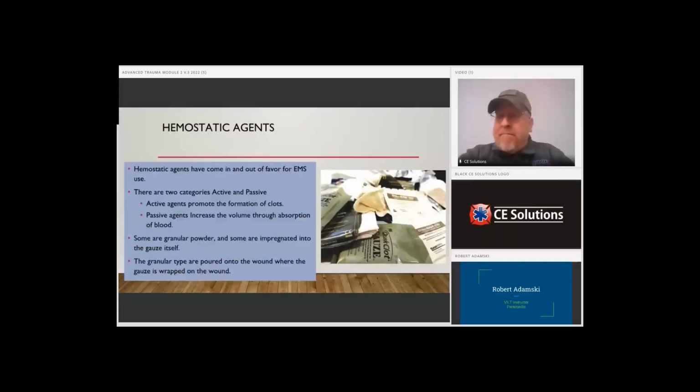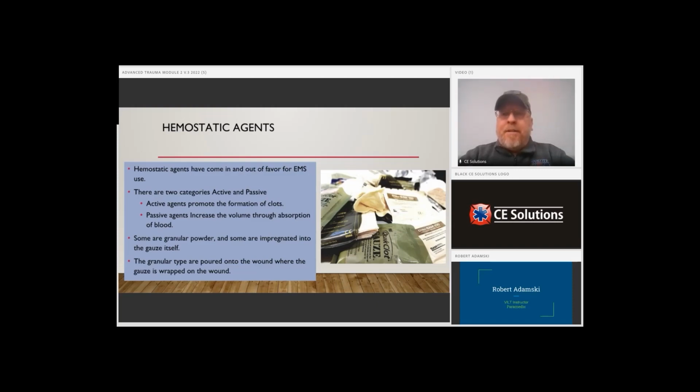Then we have our hemostatic agents. There are two types of hemostatic agents. We have the active agents, which promote the formation of clots, and then we have the passive agents, which increase the volume, and therefore help stop the bleeding through direct pressure, because they absorb blood. That absorption of blood increases the volume of the packing material, and therefore puts direct pressure on the wound. Now, there are two general forms of hemostatic agents. You have a powder type, and then you also have gauze, which is impregnated with the hemostatic agent.